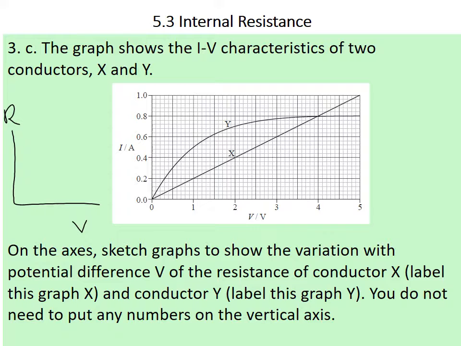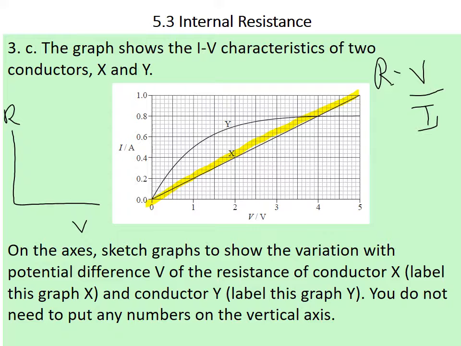So let's look at what's going on, and remember, resistance is equal to voltage over current. So we can get a sense of what these graphs should look like. First thing, the X graph seems pretty easy. It's totally linear, which means that it has a constant resistance. So X is an ohmic resistor. This is an ohmic circuit.